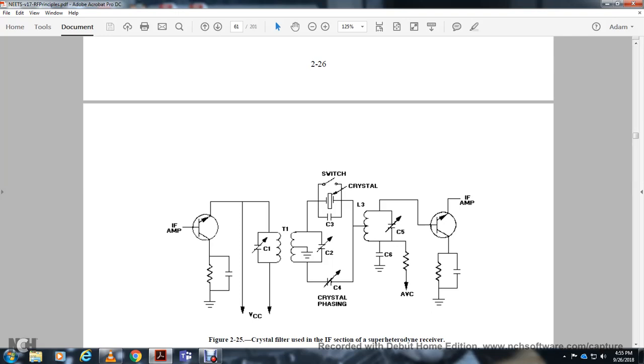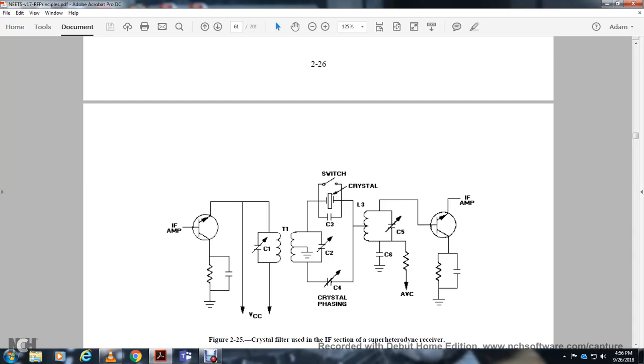Figure 225 shows the crystal in the intermediate frequency stage of the superheterodyne circuit: the intermediate frequency resonance, capacitor, resistor, capacitor, adjustable capacitor, transformer 1 grounded, capacitor 2, adjustable switch and crystal phasing adjustable capacitor 3, inductor coil 3, capacitor 5, capacitor 6, grounded.